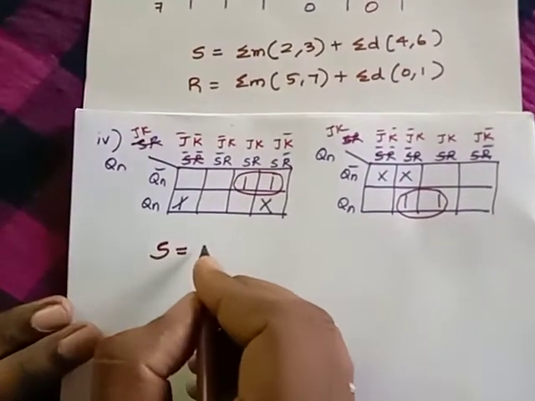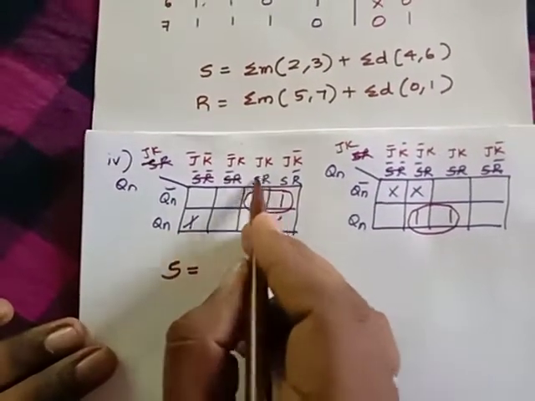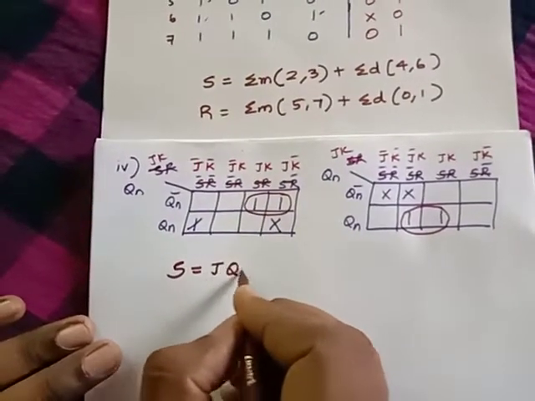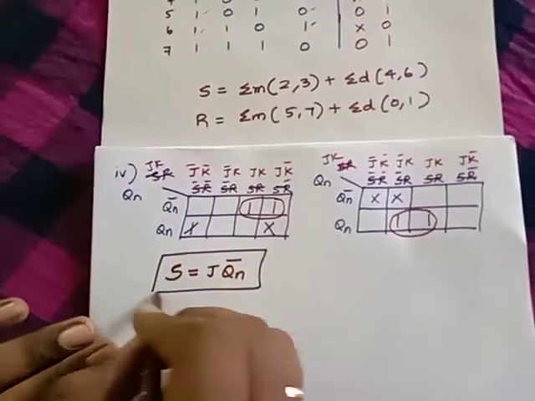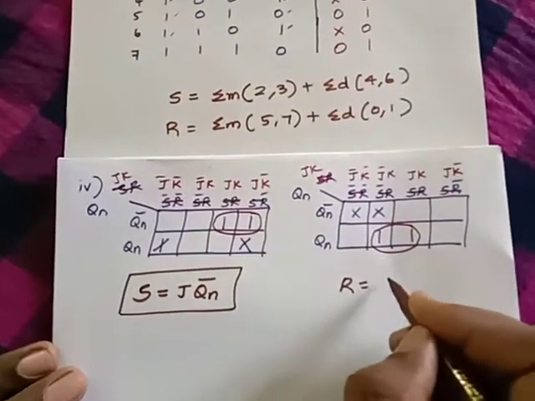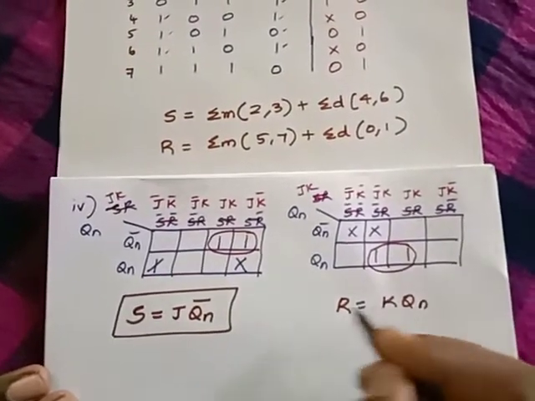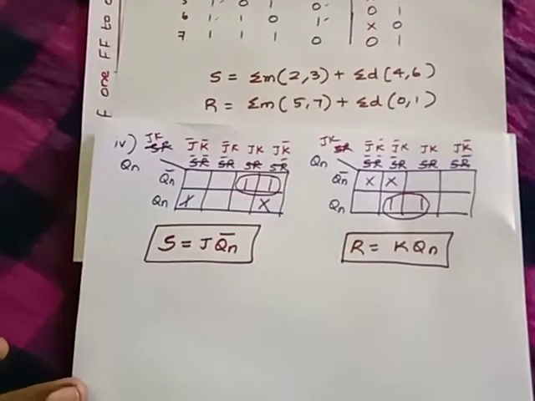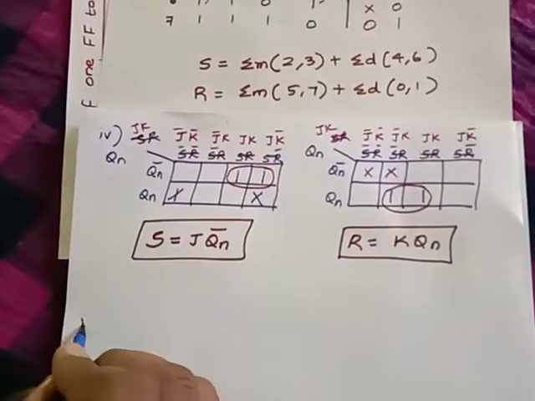S is equal to J into Qn bar, correct? And here you are getting R is equal to K into Qn. That's all, we got the expression. Now we'll go to our logical diagram. There is a fifth step.